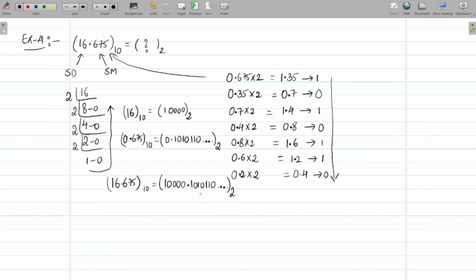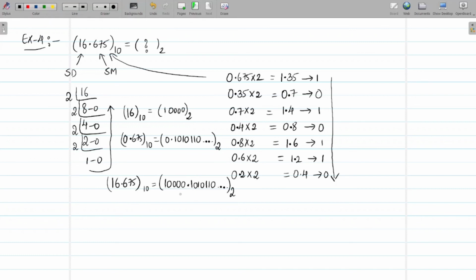Okay, so when you convert the fractional part back into a decimal number for your verification, you will reach a nearer value, not the exact value, because the multiplication is not converging. As this multiplication is not converging, when you want to go for verification, you will reach a nearer value or an approximate value, but not the exact value. Okay.